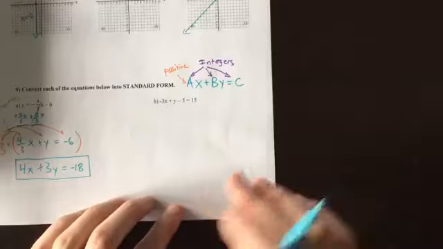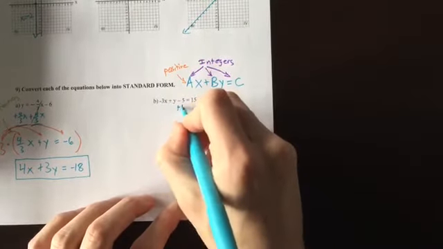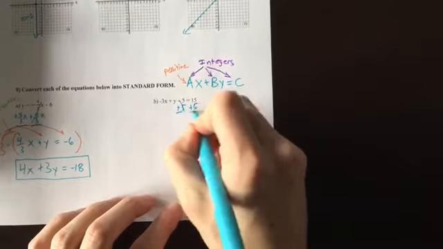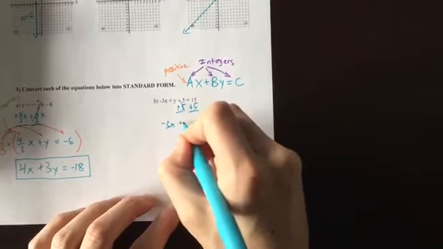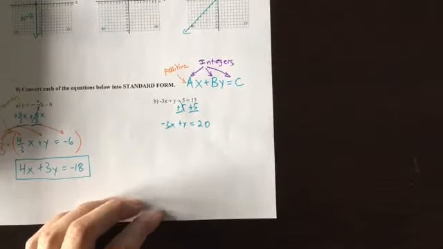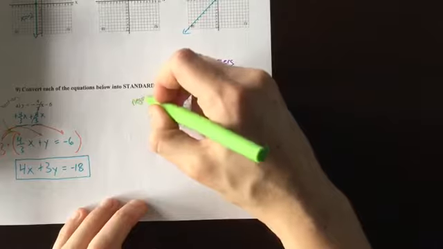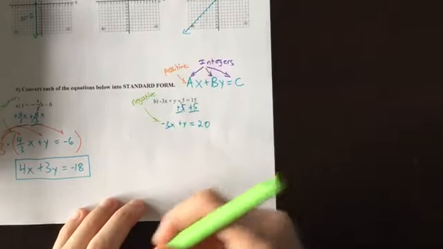Okay. Let's try it again for b. Negative 3x plus y minus 5 equals 15. Let's add 5 to both sides. Negative 3x plus y equals 20. That one looks a little bit nicer. The issue here is that negative. We have to change it to a positive.